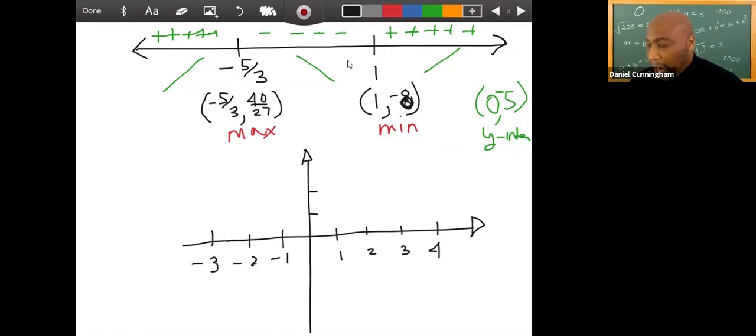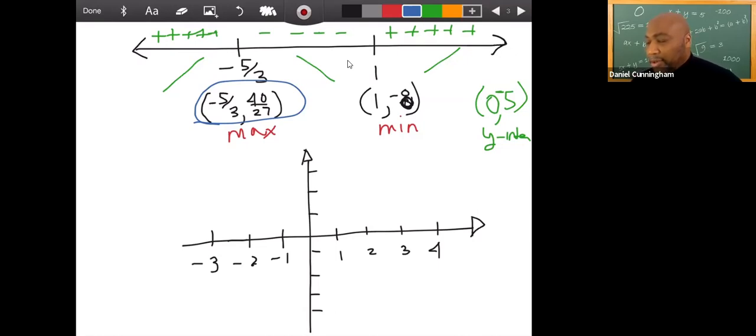To give you an idea how it looks. So let's start, what I'm going to start with is where the points are. I'm going to put that in blue. These are the points, -5/3. And we're saying that that's going to be a max, -5/3 and 40 over 27.